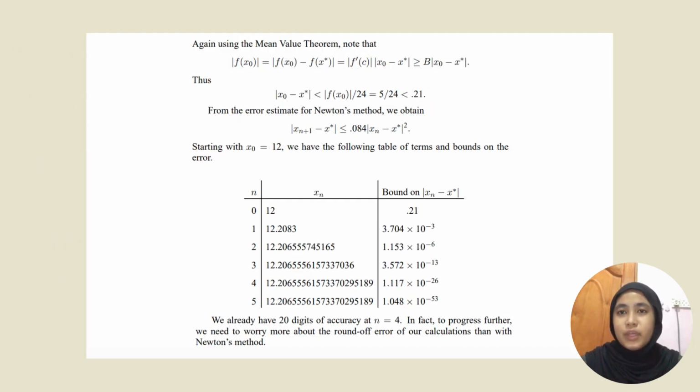From the error estimate for Newton's method, 0.21, we obtain that the modulus of xn plus 1 minus x is less than or equal to 0.084 times the modulus of xn minus x, squared. Starting with x0 equals 12, we have the following table of terms and bounds on the error. When n equals 0, xn is 12 and it is bounded by 0.21. We already have 20 digits of accuracy at n equals 4.